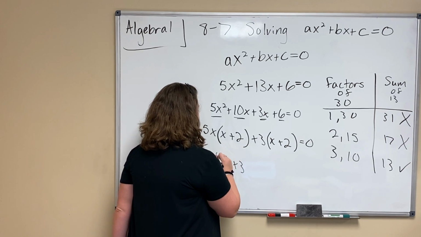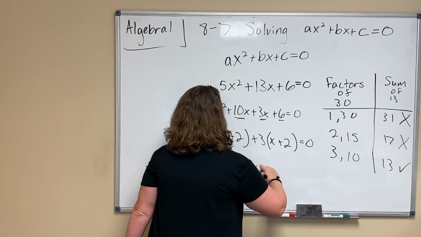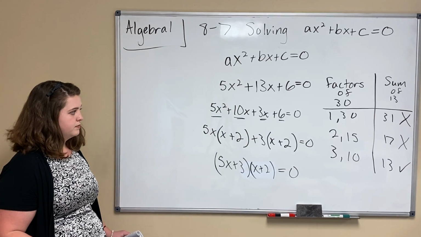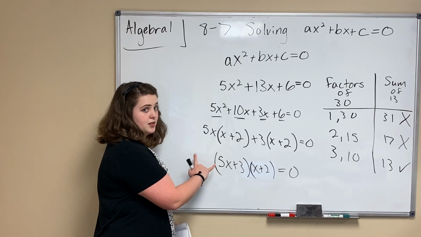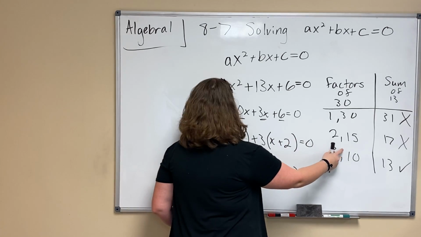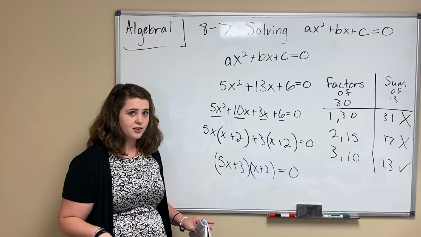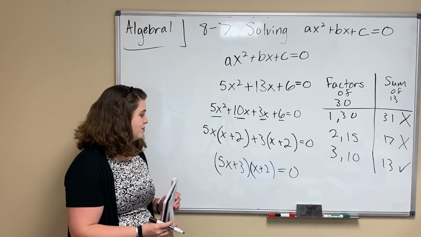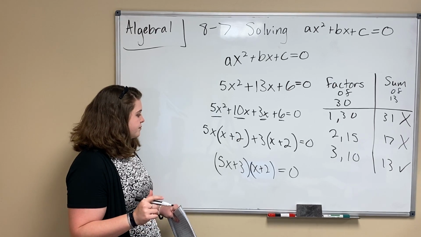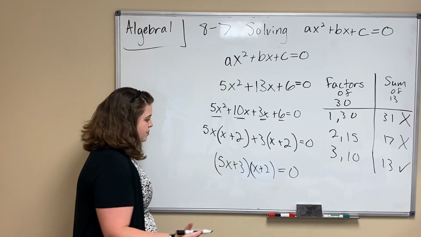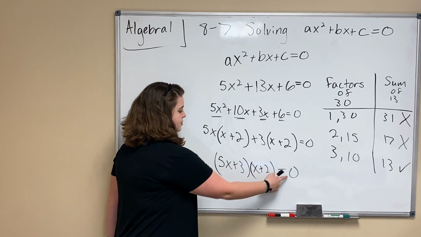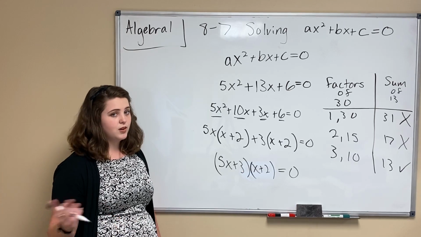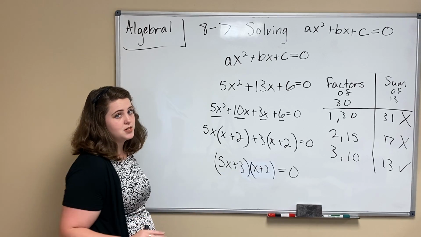5x plus 3 times x plus 2 equals 0. So far so good. These are steps we've done in the past. We're just adding this to it. All right, now that we're here, we're going to use the zero product property like we talked about a couple days ago. And basically what that means, if you guys remember, is that if this times this equals 0, then either this equals 0 or this equals 0. One of them has to equal 0 in order for the whole thing to be 0.